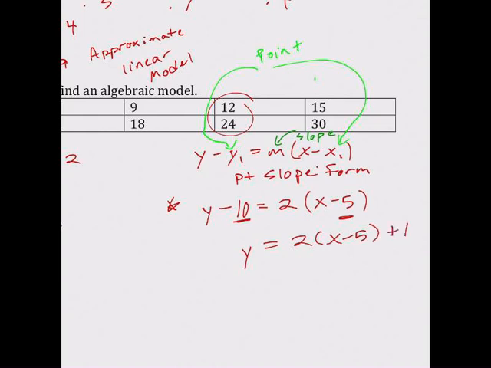Again, I'll show you where this all comes from. Distribute the 2. 2x minus 10 plus 10. Minus 10 plus 10, they cancel. That's it. Our line would be y equals 2x, which is cool.